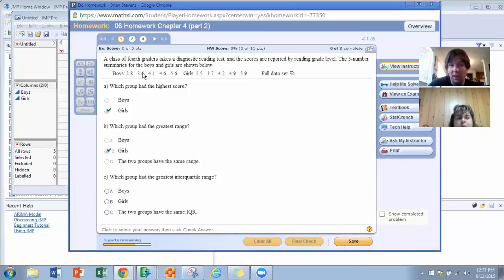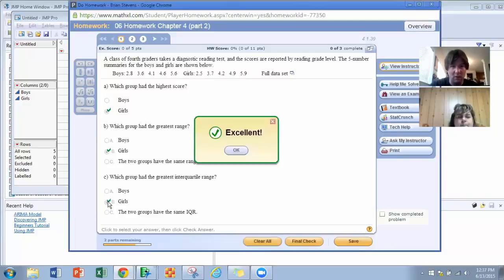Greatest interquartile range: the boys have an interquartile range of 1, and for anyone watching the video, this is because this is Q1 right here, and this is Q3. You just have the 5-number summary: min, Q1, median, Q3, and max. So the range of the interquartiles is 1, and then over here it's 1.2. So the girls have the greatest interquartile range.